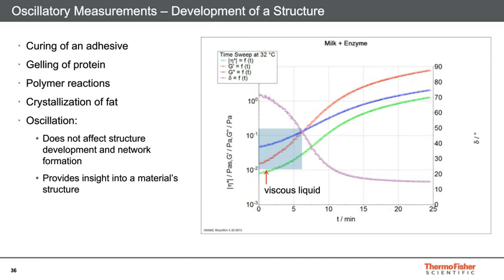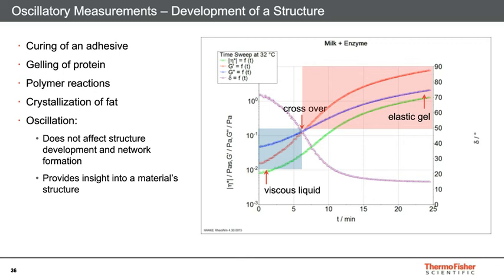It's a flowable material. However, as the reaction goes on and the enzyme begins to work on that milk, it begins to thicken up and eventually get to what's called a crossover point, and our viscous and elastic responses are then equivalent. As that reaction continues to develop, we get to the point where now the material has transitioned from a viscous liquid to an elastic solid. So now at long reaction times, we see a full transition of a material from a flowable liquid to now an elastic gel. So we use oscillatory measurements to study these types of structural developments and reaction type behaviors.